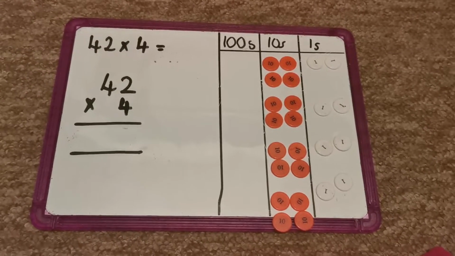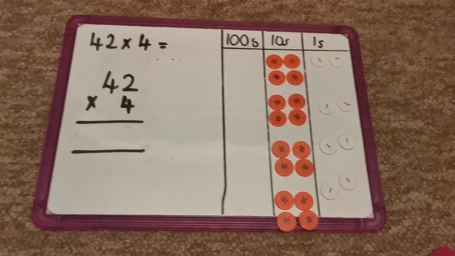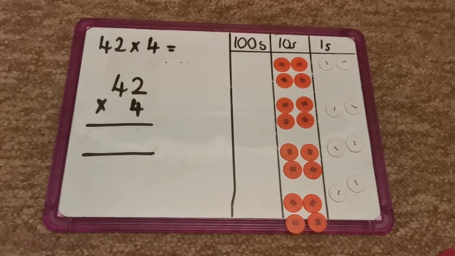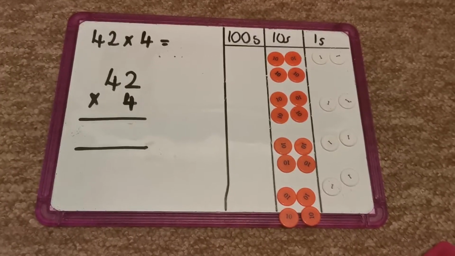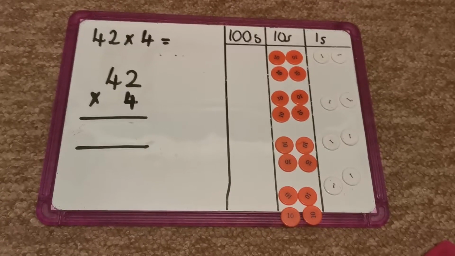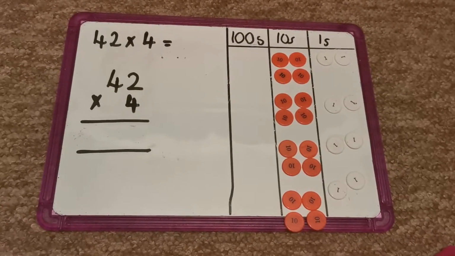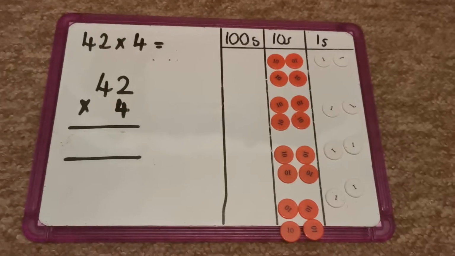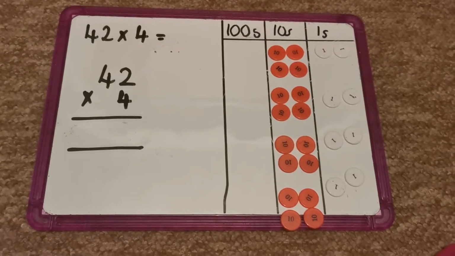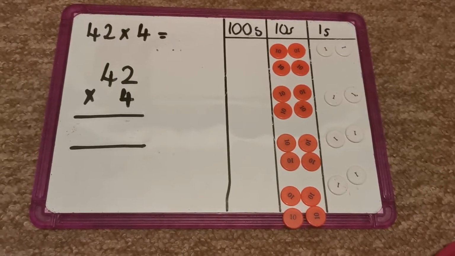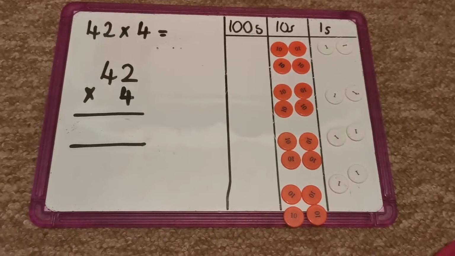So I'm going to talk you through today's maths. It's Tuesday today, so I hope that you had a good Monday. Today we're going to use the same method that we used yesterday. We're going to use the formal written method to multiply a 2-digit number by a 1-digit number. Yesterday you were regrouping in the ones. Today you'll be regrouping in the tens, okay?